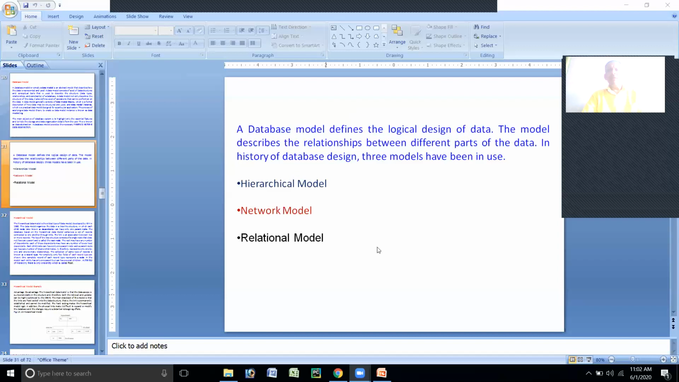In database models, we have three models. Database models are divided into three types. Number one is the hierarchical model, second one, the network model, and third one, the relational model. Next, we'll go one by one in detail.